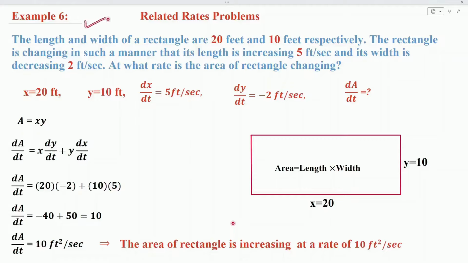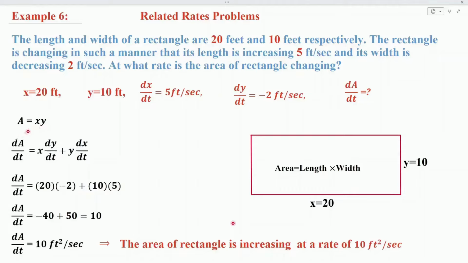In example number 6, we are given a rectangle. Its length is 20 feet. Its width is 10 feet. The length is increasing at the rate of 5 feet per second and the width is decreasing at the rate of 2 feet per second. We have to find the rate of change of its area.